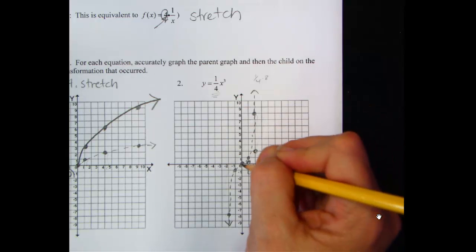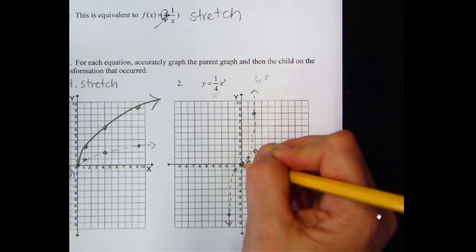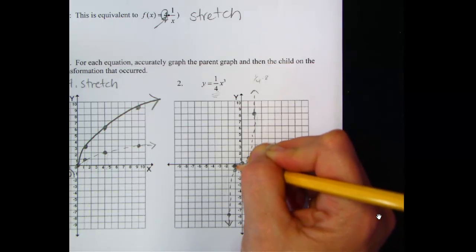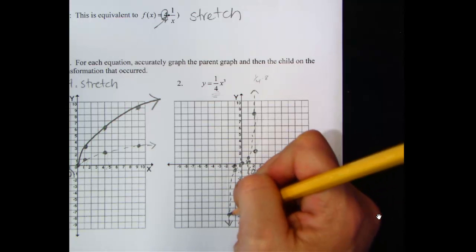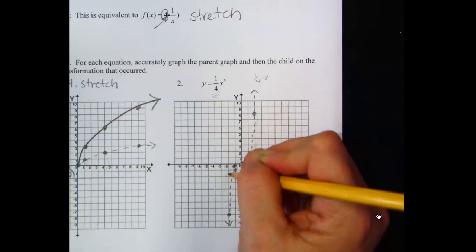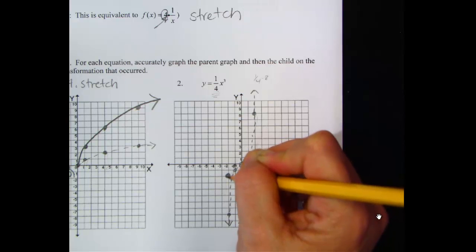You have to estimate that. We don't have that as a scale. 0 times anything stays 0. This distance is 1 away. 1/4 times 1 is 1/4. This distance is 2 away. 8 away. 8 times 1/4 is 2.